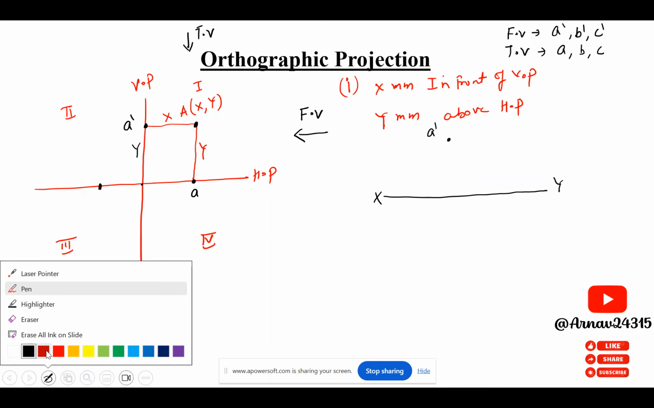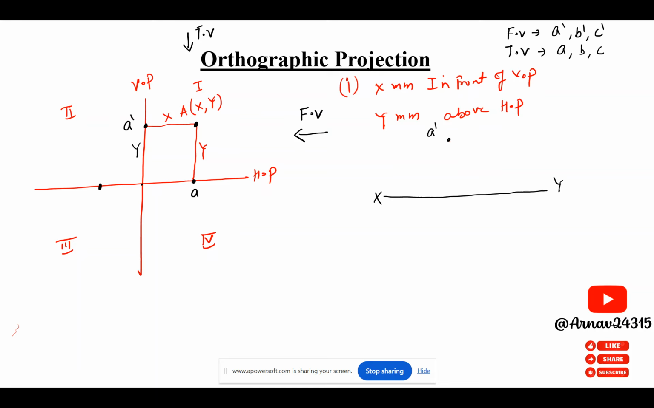तो I draw Y mm above HP, or above XY, right? So this is the front view. And this is how much mm? So obviously this is given as Y mm. So I'll dimension it. So this is Y mm.